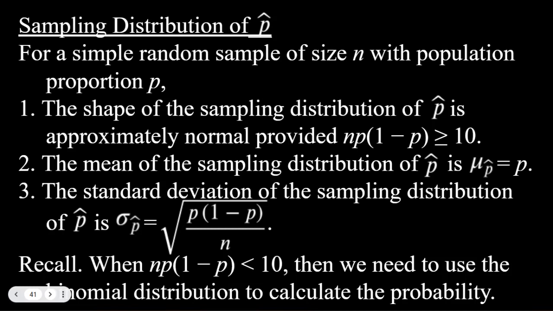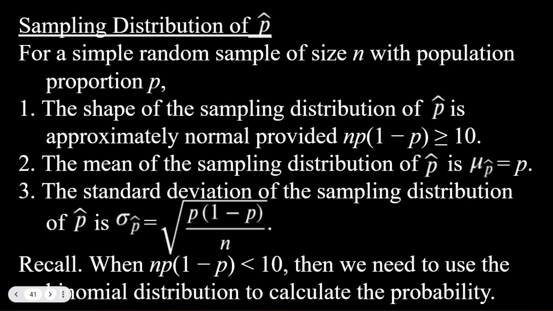Number two, the mean of the sampling distribution of p hat is mu sub p hat equals p. We already mentioned that the mean of the samples should be equal to p. Number three, the standard deviation of the sampling distribution of p hat, which is sigma sub p hat, is going to equal the square root of p times 1 minus p divided by n.